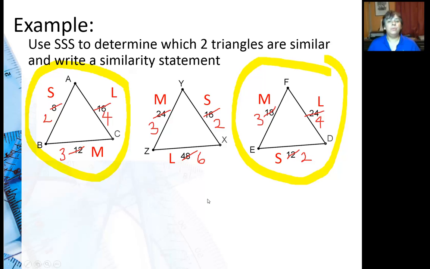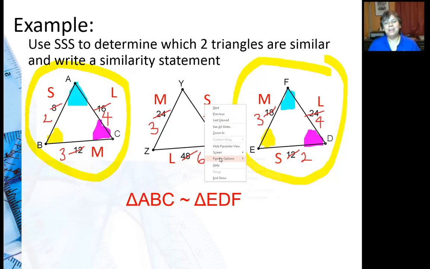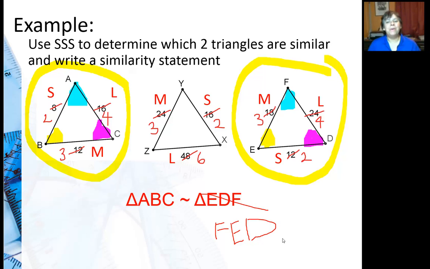And then finally, I need to write a similarity statement. So I need to match vertex to vertex. So, for example, angle B, which is between the small and medium leg, has to go with angle E, which is also between small and medium. C has to go with D, and A goes with F. So now I get my similarity statement. ABC goes with, oops, I need to fix that. Here, let's fix that right now. ABC is going to go with FED. So not EDF. I think I just typed that in, and I'm using my mouse. My handwriting's terrible. There you go, FED.